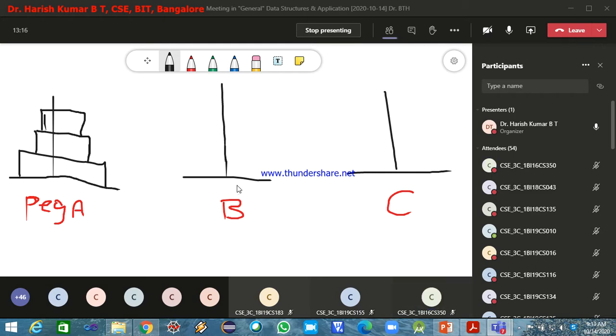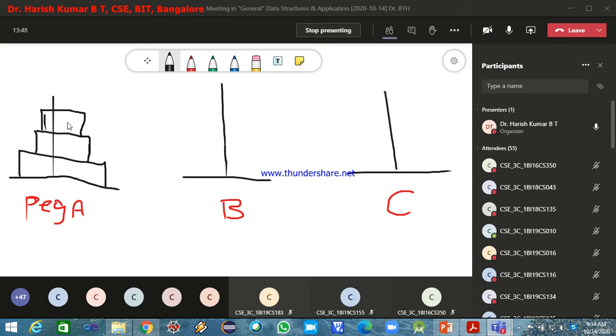And the second condition is that you cannot place a bigger disk on a smaller disk. Right now you can see all smaller disks are placed on the bigger disk. So the second condition says that when you're shifting a disk from one peg to another peg, at any point of time you cannot place the bigger disk on the smaller disk. Always the smaller must be on the bigger. Understood? So these are the 2 conditions.